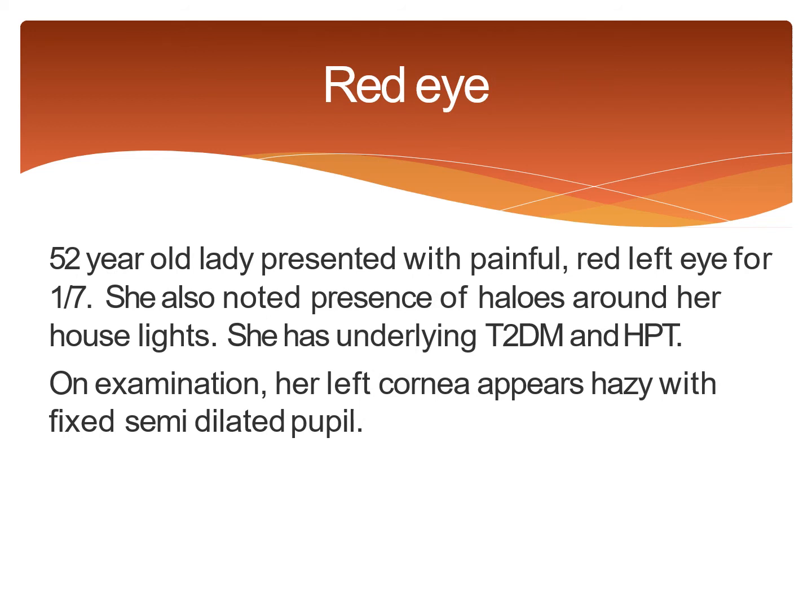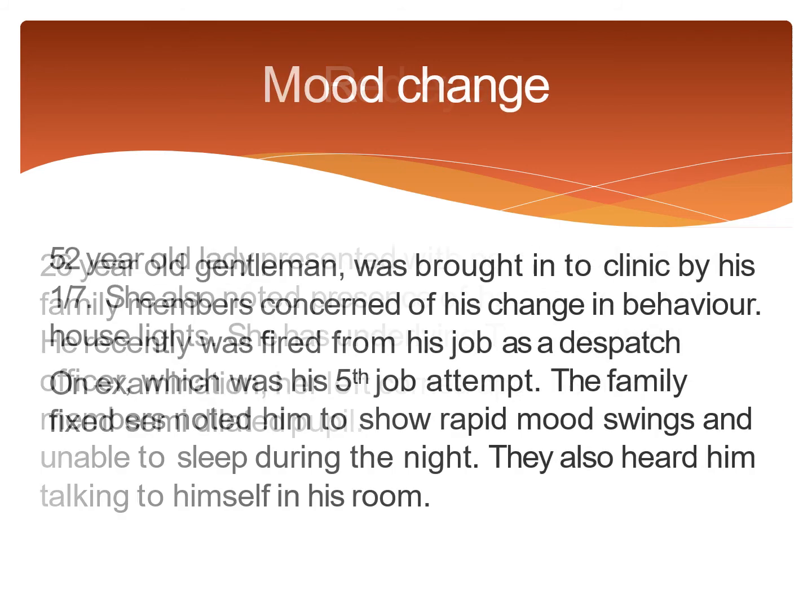Here, for red eye, a 52-year-old lady presented with painful red left eye for one day. She also noted presence of halos around her house lights. She has underlying type 2 diabetes and hypertension. On examination, her left cornea appears hazy with fixed semi-dilated pupil.